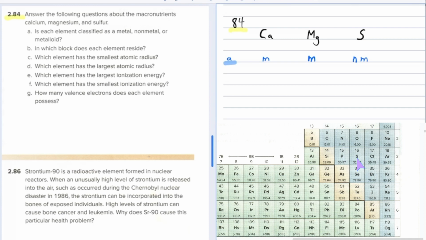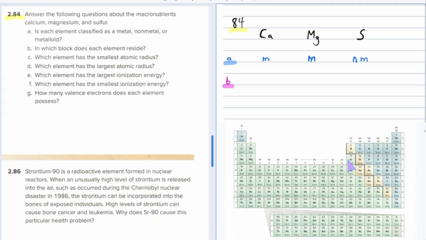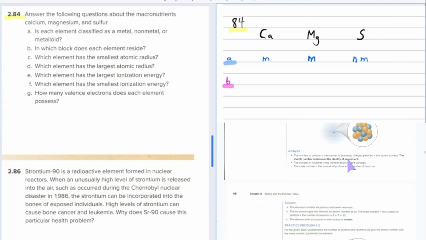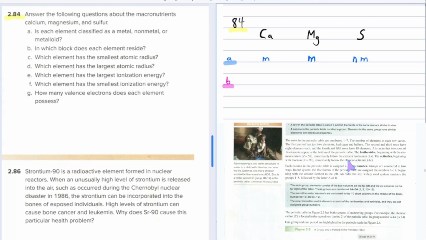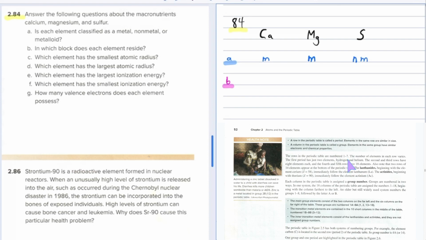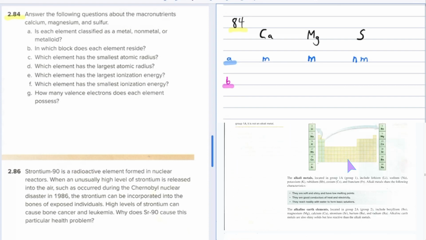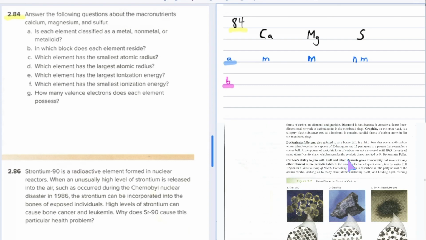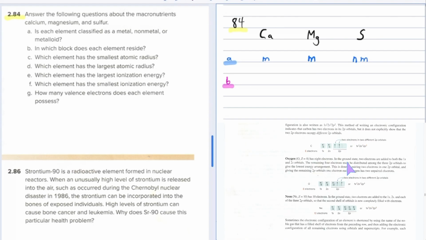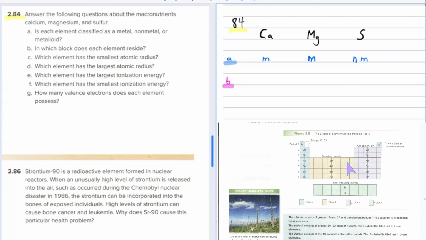Now B, what is this having us do? In which block does each element reside? Okay, the blocks are down where it starts talking about the electron configurations. Is that it? No, that's not it. Blocks, it gives you another periodic table that helps for the blocks. Not that one, it's coming up. There it is, figure 2.9.